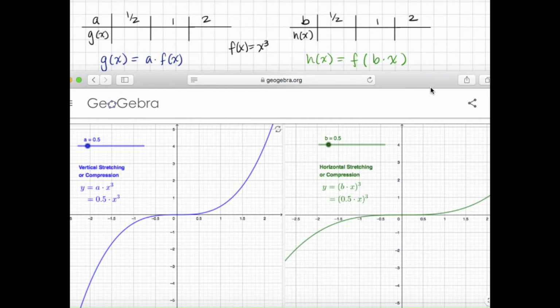Both graphs are a little wider, but they're not quite identical. So what just happened? This one, my little hand would have pushed it down because this is a vertical compression. This one is a horizontal stretch, so the graph got pulled out side by side. So let's write that down.